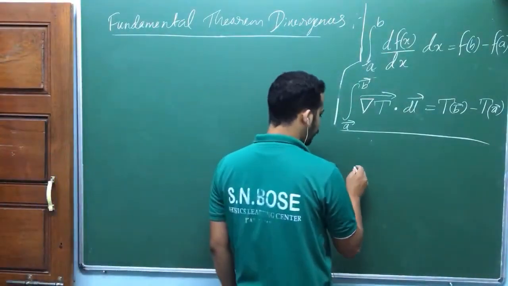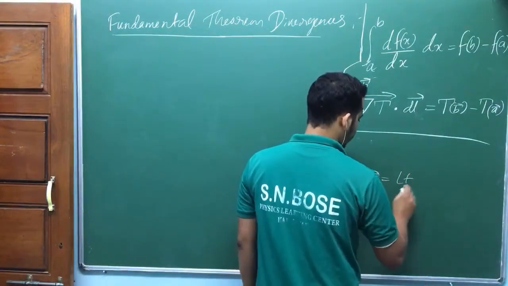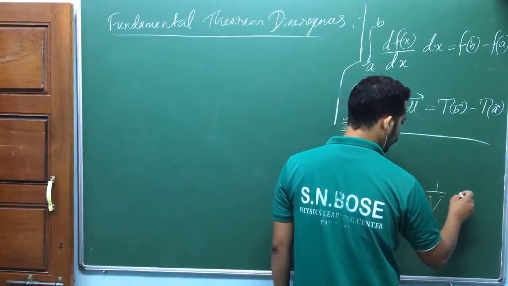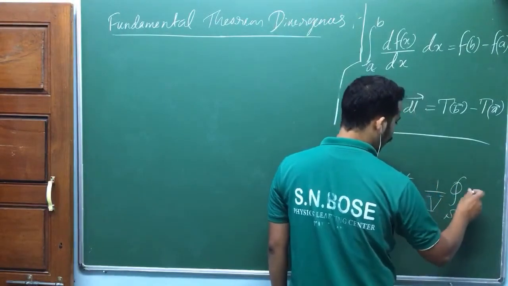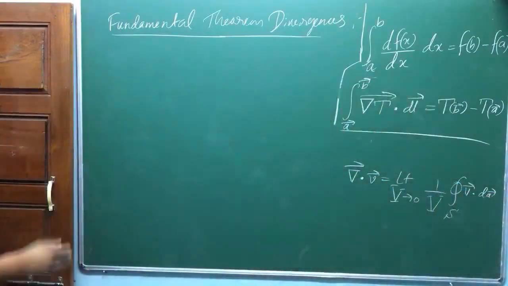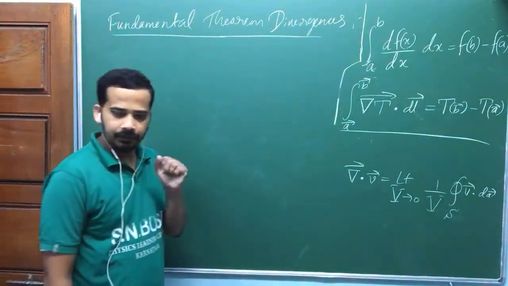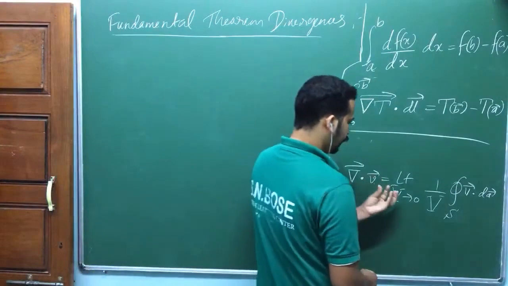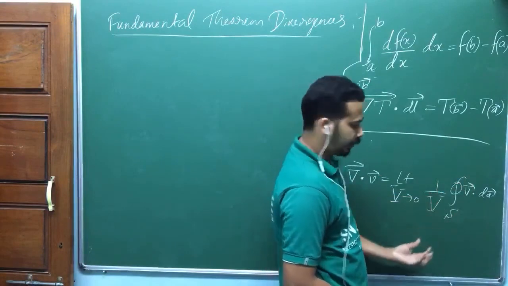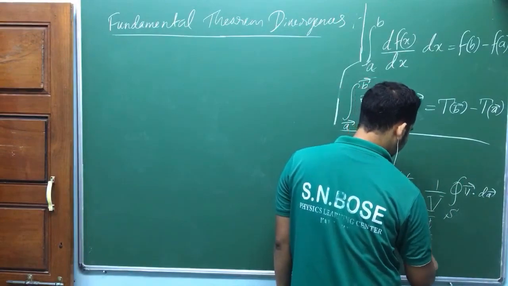How did I define divergence? Any idea? Limit as volume tends to 0, 1 by volume into the closed surface integral of V bar dot dA vector. Am I right? Volume density of the outward flux, isn't it? That's how we define divergence. Am I right? Now look at here. What I do here is, when volume tends to 0, this flux also usually tends to 0, very small. Am I right? Speak out. Now what I will write is, I will write this as some d phi divided by dv, volume.